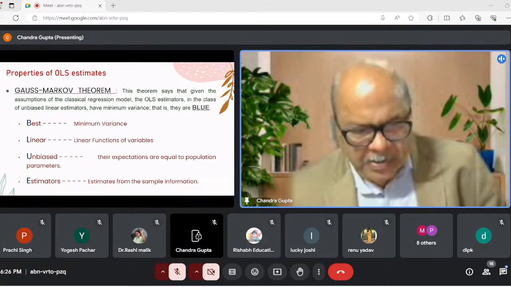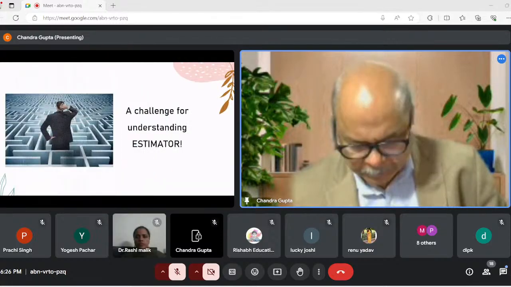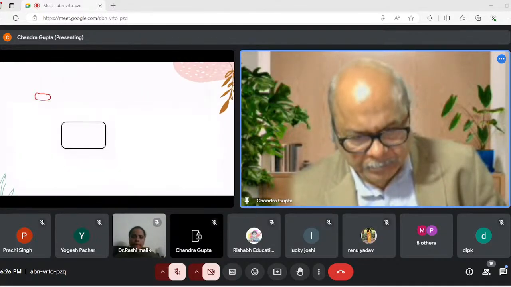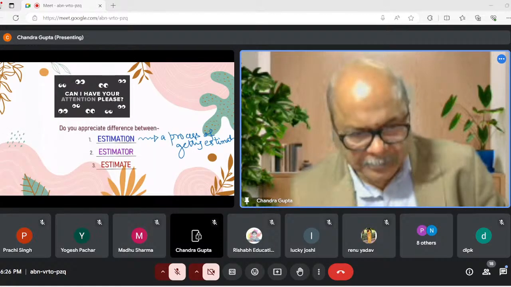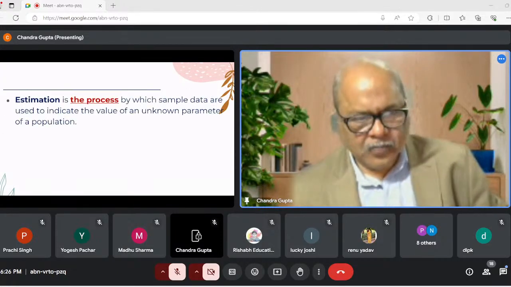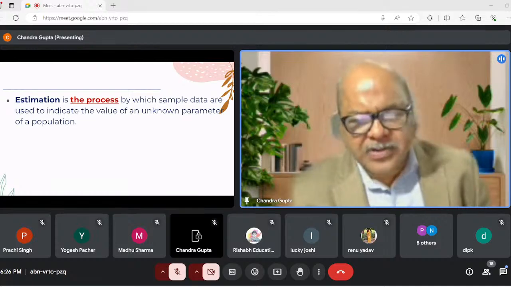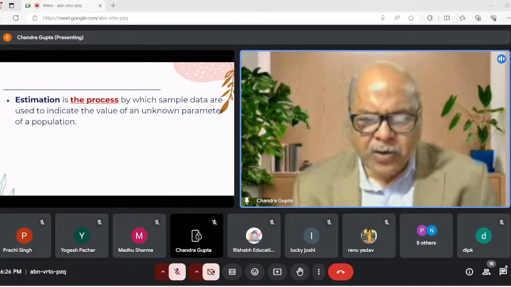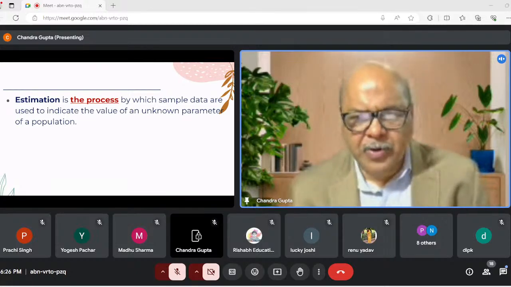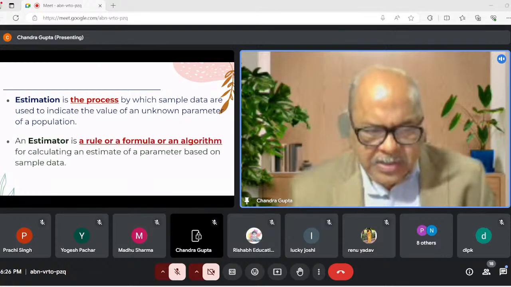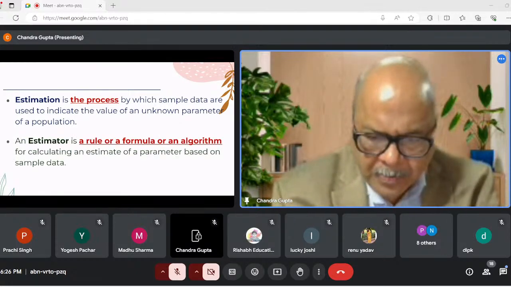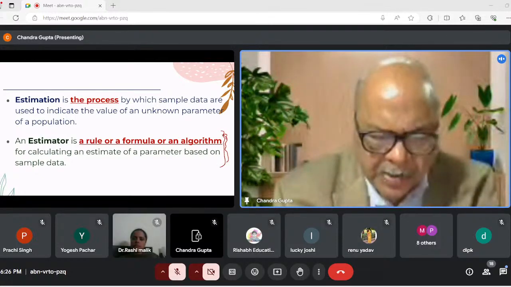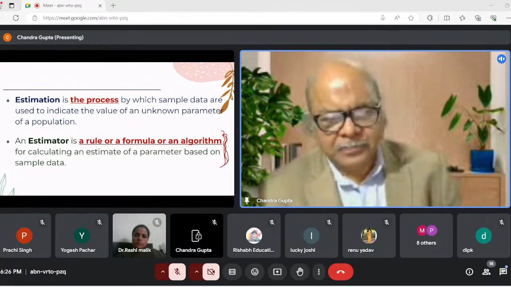What is an estimator? Estimation is the process by which sample data are used to indicate the value of an unknown parameter of a population. An estimator is a rule or a formula or an algorithm for calculating an estimate of a parameter based on sample data.